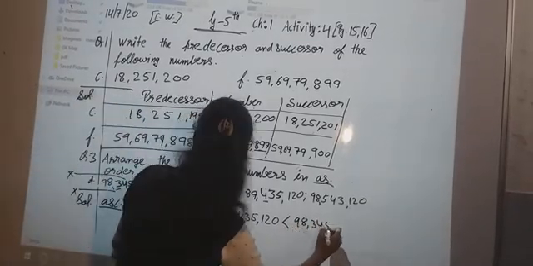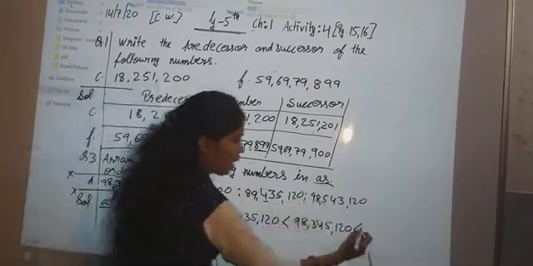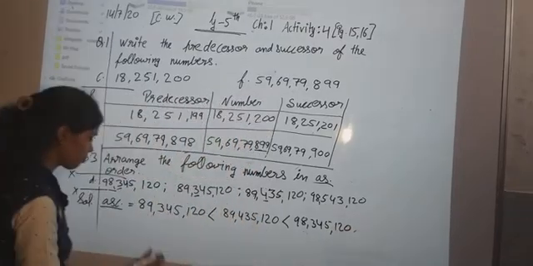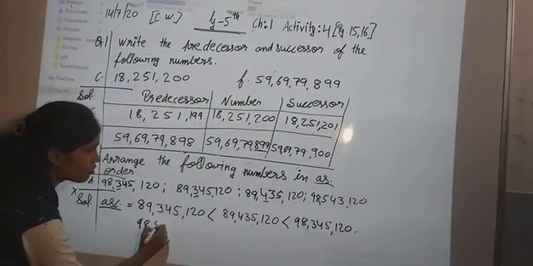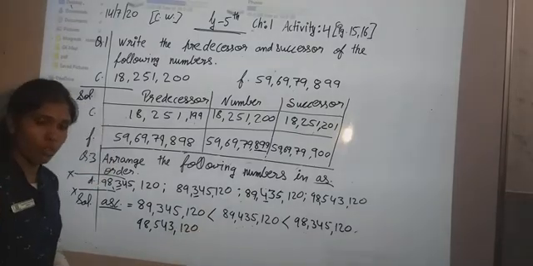98,345,120, and the last number will come. I am writing here 98,543,120. Okay, students.